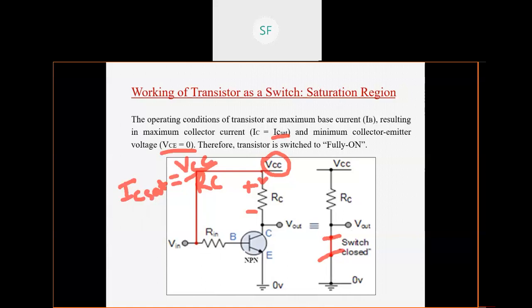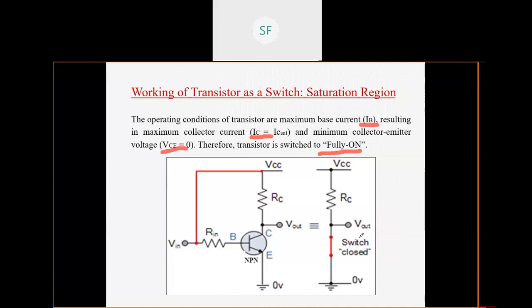So the important point you have to take away from this slide is, again 4 important points, that IB will be maximum, IC will be equal to IC sat, VCE की वैल्यू 0 होगी और your transistor will work as fully on, है ना। जो स्विच था वो पहले कैसा ऑफ था, मतलब ओपन था ना स्विच। Now in this case the transistor is acting as a closed switch, so that's why you can call it as fully on. मतलब ट्रांजिस्टर ऑन है, इसमें से करंट पास हो रहा है.